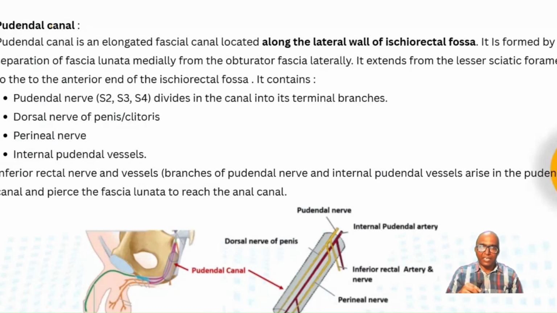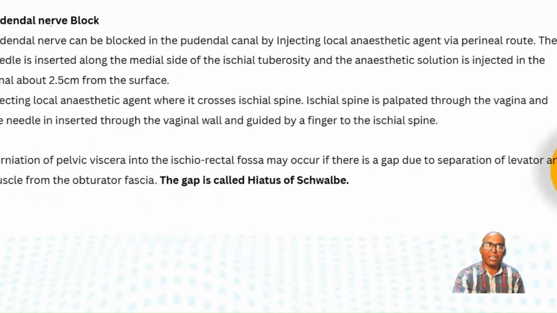The inferior rectal nerve and vessels, that is, the branches of the pudendal nerve and internal pudendal vessels, arise in the pudendal canal and pierce the fascia lunata to reach the anal canal. So you have this pudendal canal. This pudendal nerve and vessels will give the inferior rectal artery and nerve, and they will pierce the fascia lunata and reach the anal canal. So that is the pudendal canal.